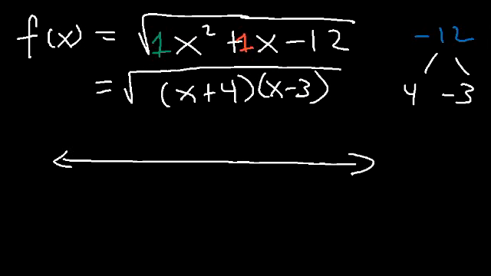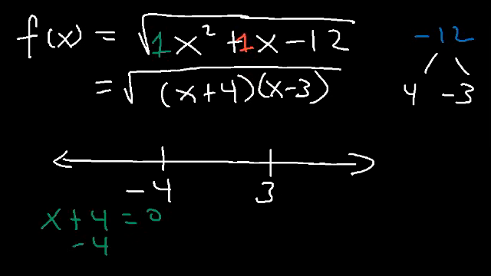The two critical numbers are -4 and +3. If you set x minus 3 equal to 0, x is going to be +3. And if you set x plus 4 equal to 0, when you solve for x, you need to subtract 4 from both sides, so x is going to equal -4. So find the critical numbers first. Now, because this radical is in a numerator, we're going to have a closed circle at -4 and 3.